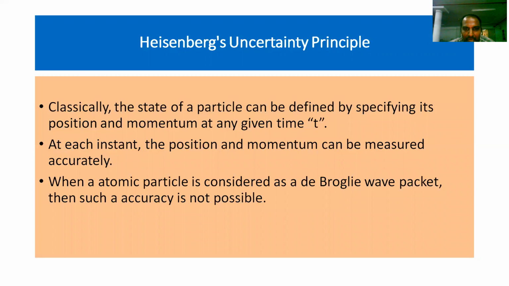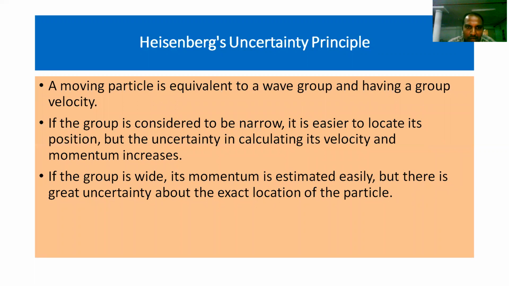When an atomic particle is considered as a de Broglie wave packet, then such accuracy is not possible. Why? Because the wave packet consists of a large collection of particles, usually microparticles in nature. Therefore, if you consider the size of the wave packet, we have only two alternatives. First, the size of the wave packet is big, and second, the size of the wave packet is small. With those two alternatives, a moving particle is equal to a wave group and has a group velocity.